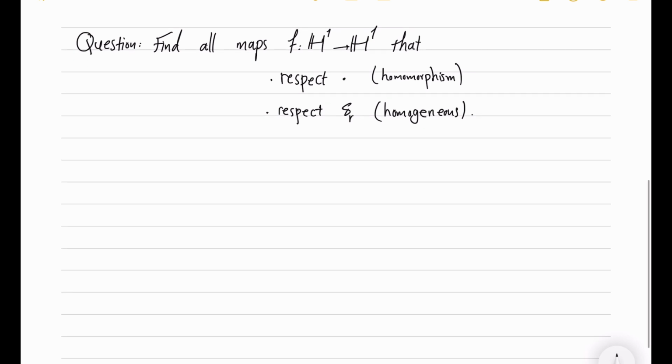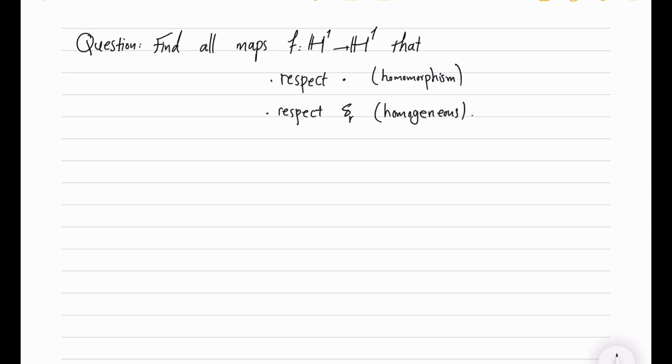What deserves to be called a linear map on the Heisenberg group would be a map that respects the multiplication. That makes it a group homomorphism. And then it respects dilation. So if you have a point P in the Heisenberg group and you dilate by r positive, then this requires that you can first apply the function to P and then dilate the resulting point.